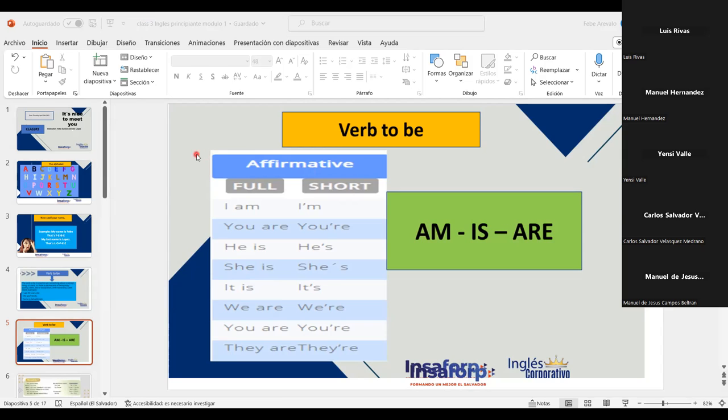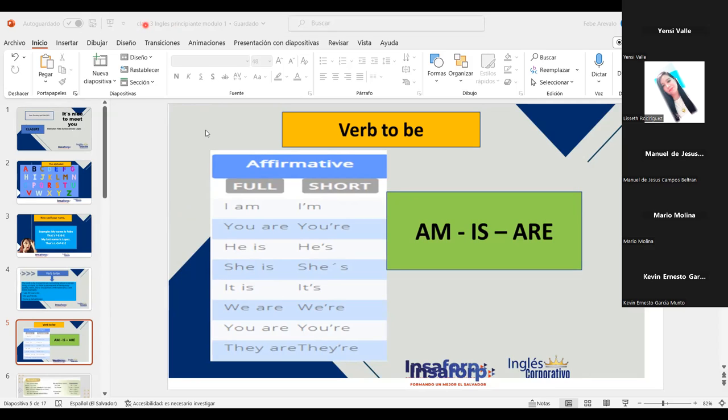Manuel Hernandez, you are the full form. Mario Molina, short form, action. I am, I'm. You are, you're. He is, he's. She is, she's. It is, it's. We are, we're. You are, you're. They are. Perfect, thank you. And the last pair.